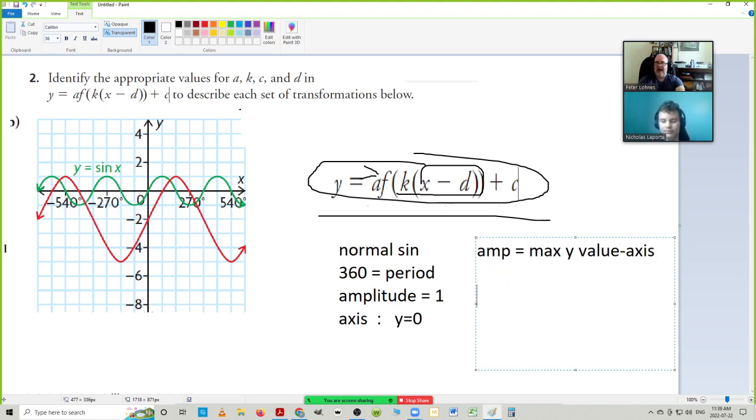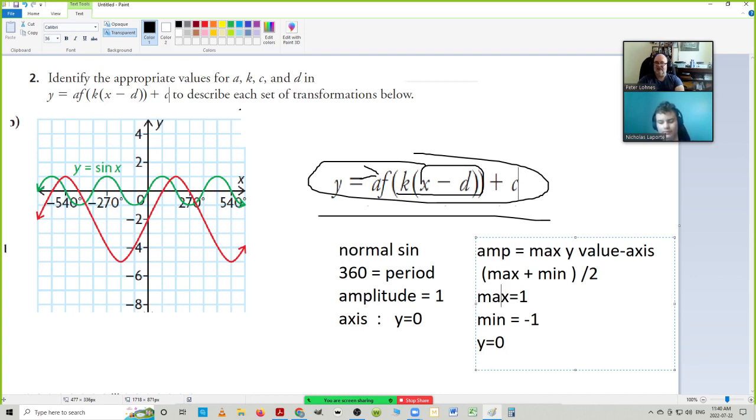How would we find the axis? Well, we take the max value and add it to the min value and divide by 2. Not the distance, just the midpoint. That is the axis. So what is the max value of a normal curve? The max value is 1. The min value is minus 1. Add them together: 1 plus minus 1 is 0. Divide by 2 is 0. Suddenly we get the axis, y is equal to 0.